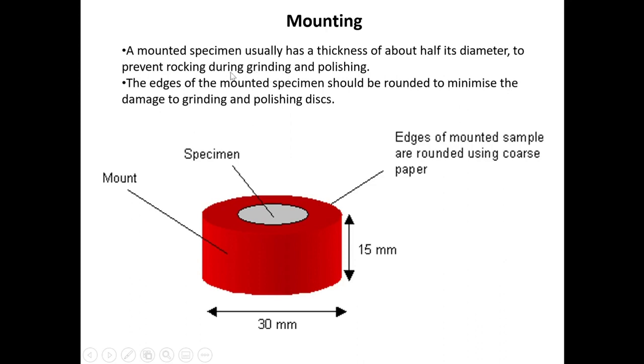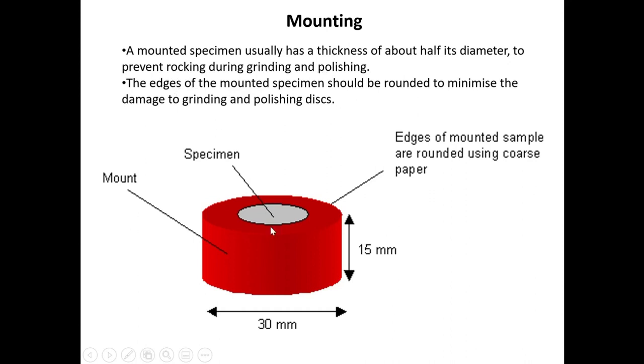Next process is mounting. A mounted specimen usually has a thickness of about half its diameter to prevent rocking during grinding and polishing. Once the specimen is prepared by cutting or slicing, it has to be mounted on some epoxy materials or some wooden parts you can use for mounting. So the purpose of mounting is to avoid the rocking during grinding and polishing.